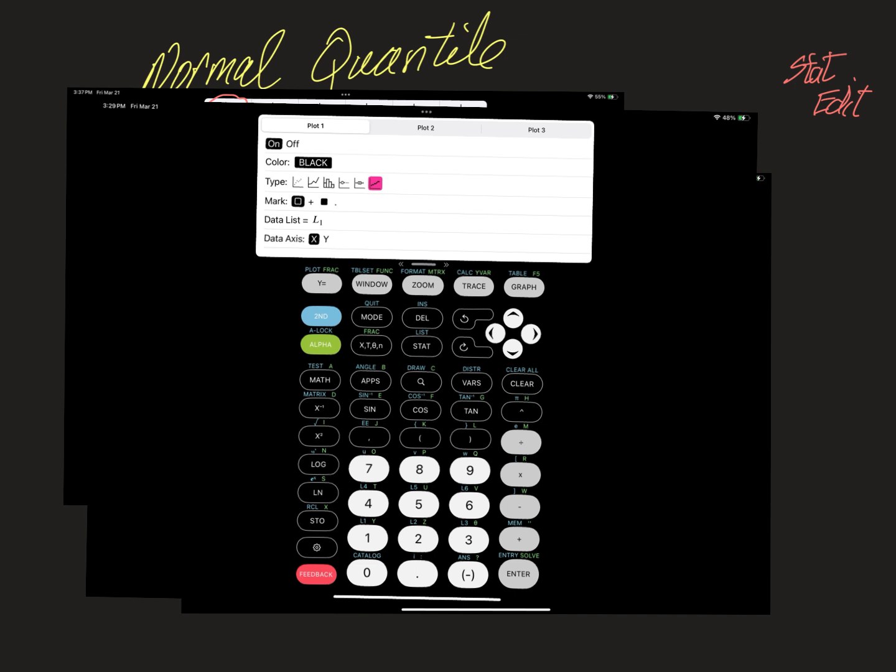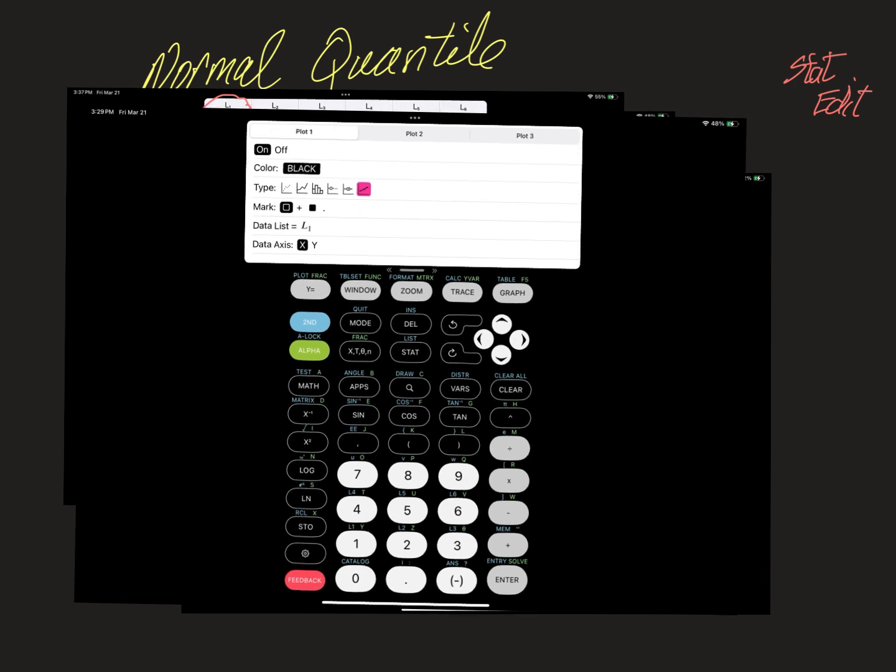Step 2, after I enter the data, I go into my plot function up here, which is where my statistics graphs are. So I press second plot. Once I do that, I make sure the graph is turned on. I can pick any color I want. I then choose the quantile plot, which is the last one.